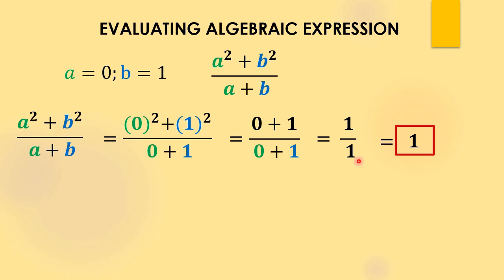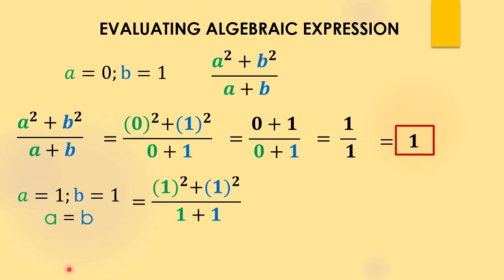So that is the value of our rational expression if a is equal to 0 and b is equal to 1. What if a is equal to 1 and b is equal to 1? What will be the value of our algebraic expression if a and b are equal? So let us try replacing a and b with their value. So the square of 1 is 1 and the square of 1 is 1. So 1 plus 1 is 2.